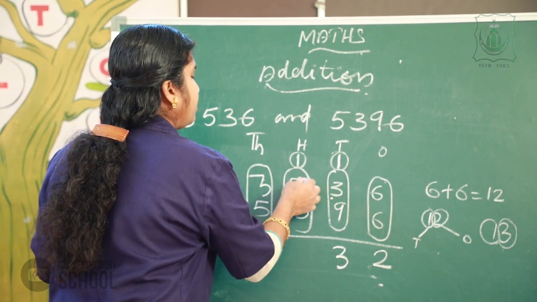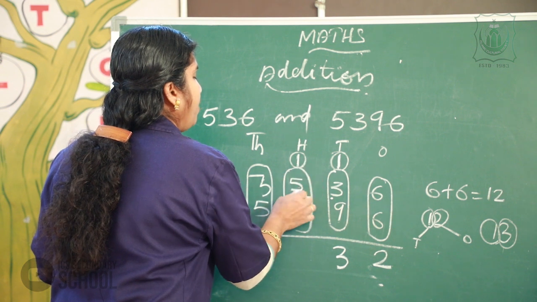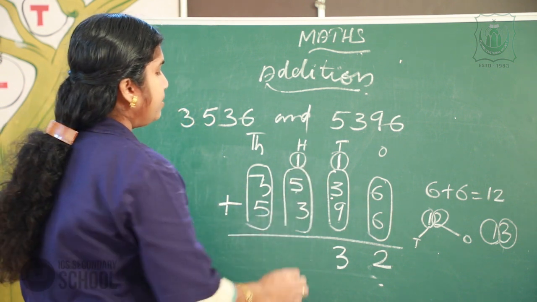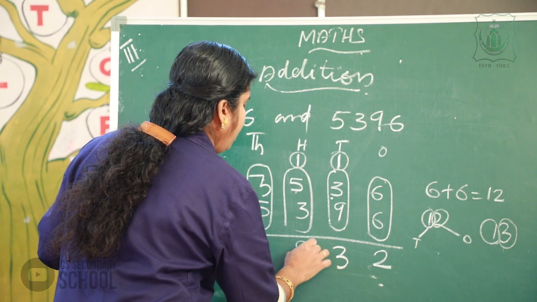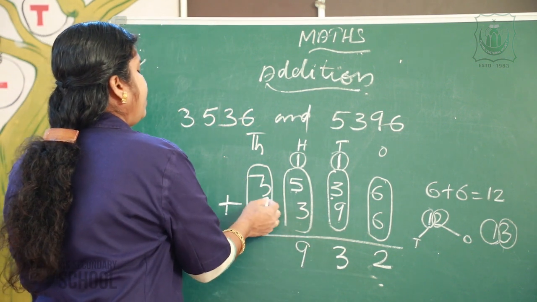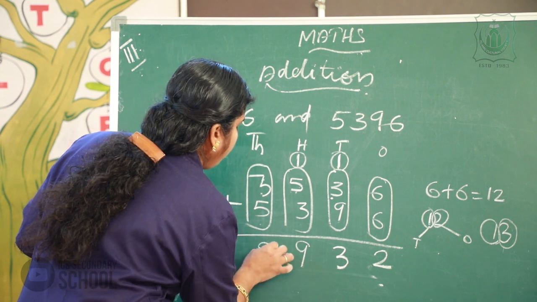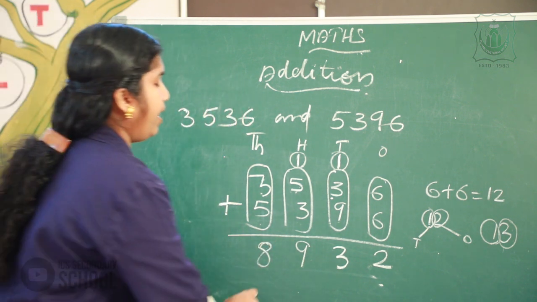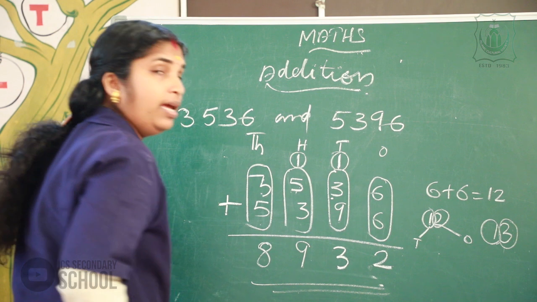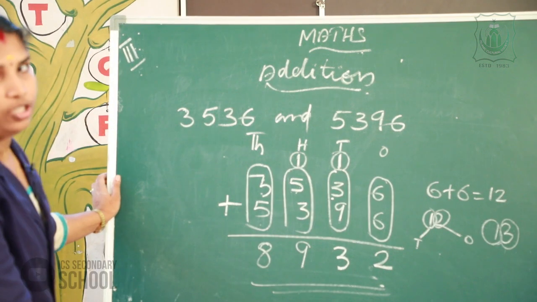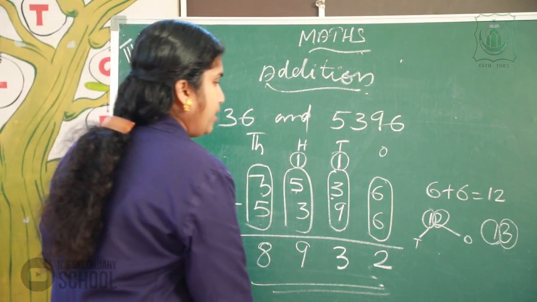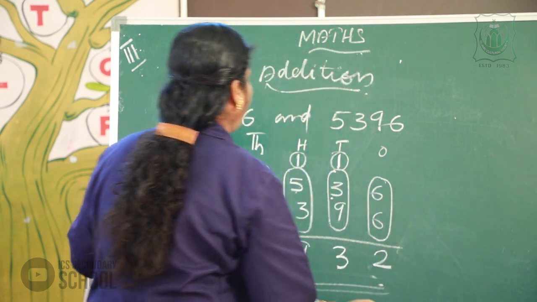Okay. 5 plus 1, 6. 6 plus 3, 9. The 1000 place digits are added. 3 plus 5, 8. Okay. The answer is 8932. Please listen once more. Once again.